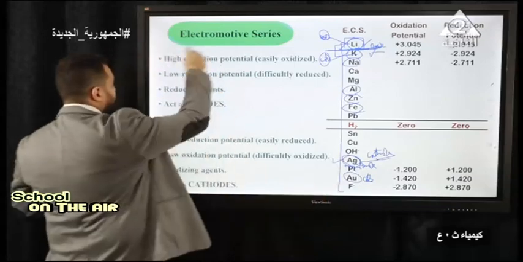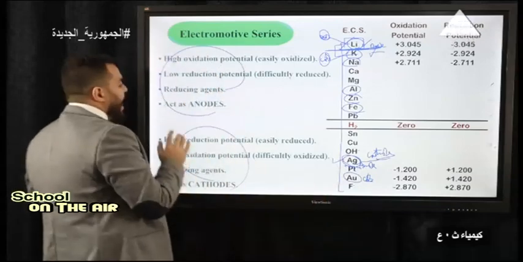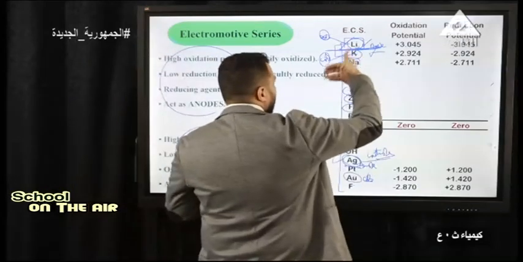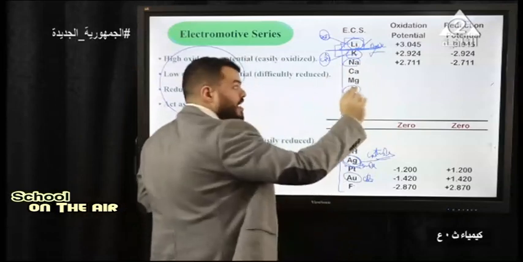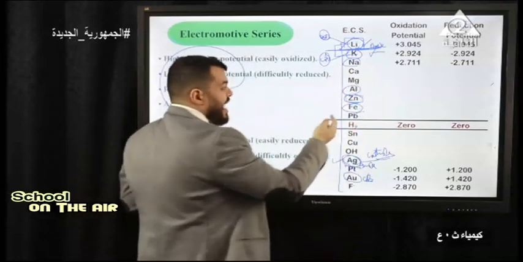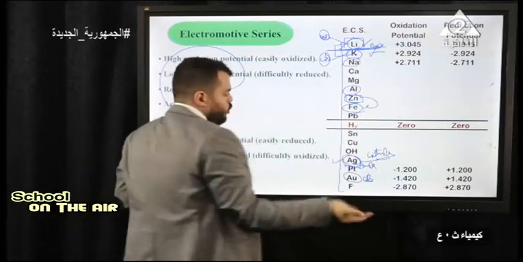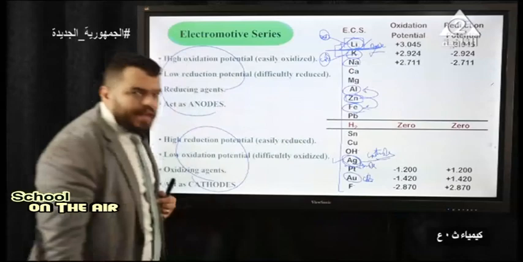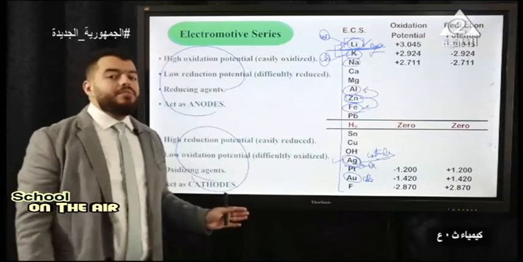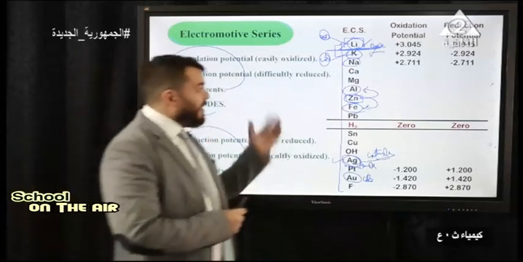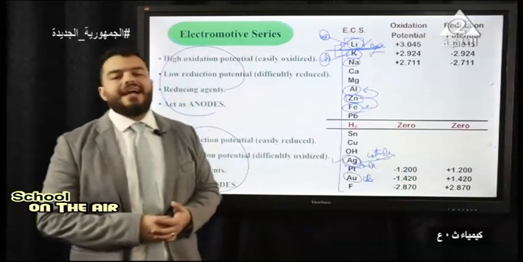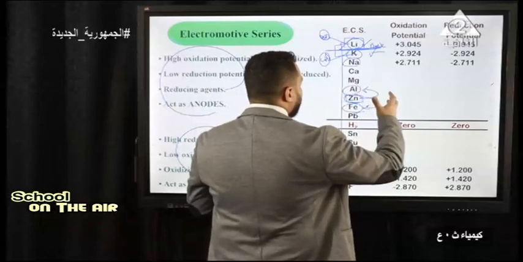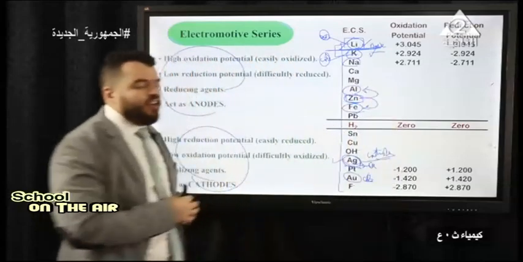So all those properties can be applied to two elements which are above the hydrogen and which are below the hydrogen. So zinc can act as anode when it is connected to iron, and zinc can act as cathode when it is connected to aluminium. So any element in the electrochemical series can act as anode and can act as cathode, because every element will have an oxidation potential and a reduction potential.